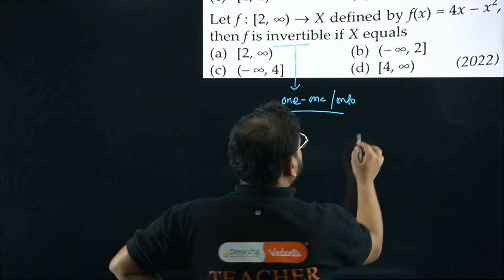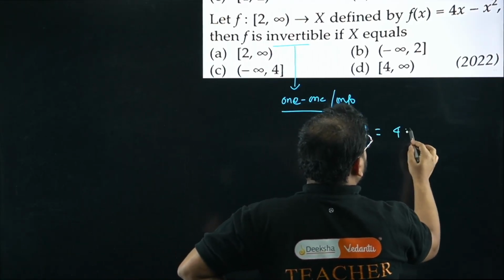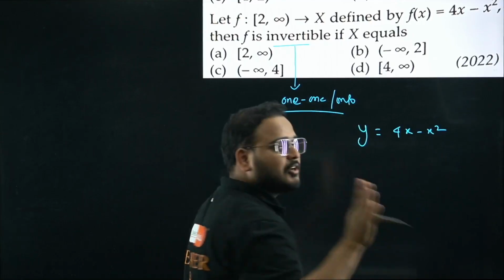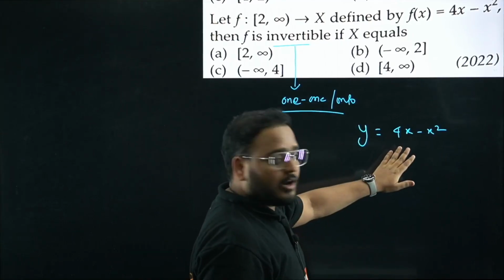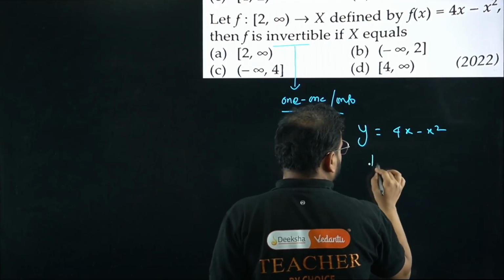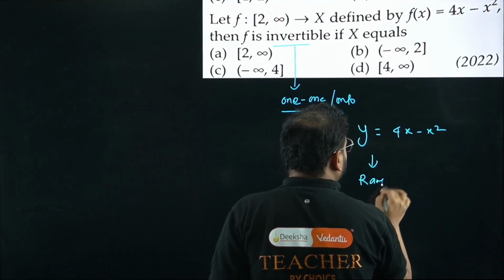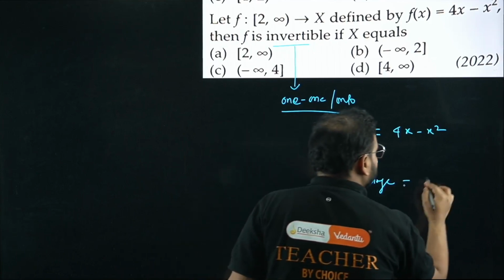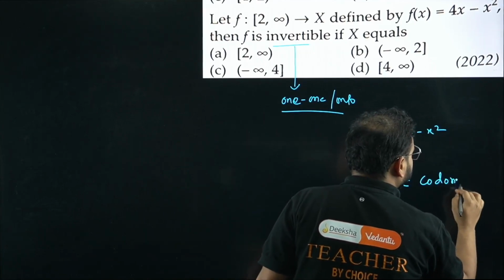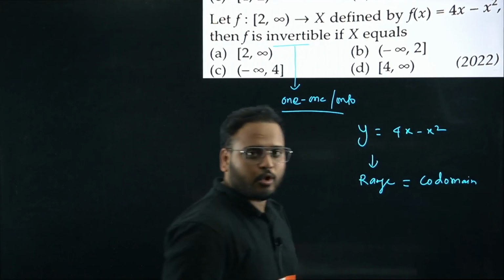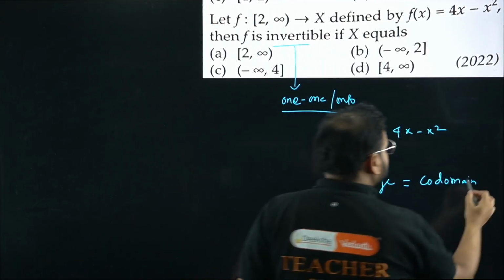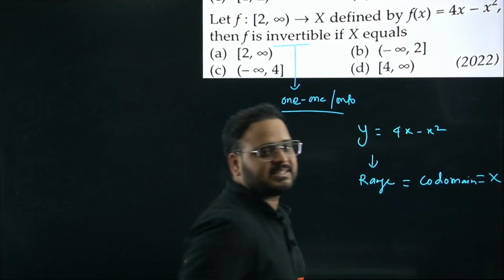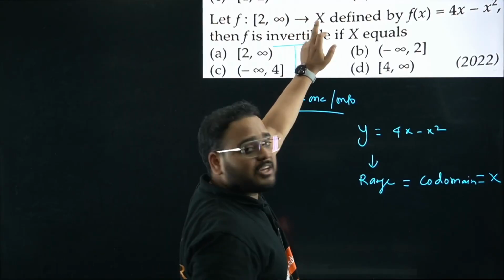If I write the function like this, y equals 4x minus x square, we'll try to find the range from here. I'm going to tell you the process also. For this to be invertible, the range has to be equal to the codomain. Yes or no? In that case, it has to be equal to the set X. Set X represents the codomain or not?